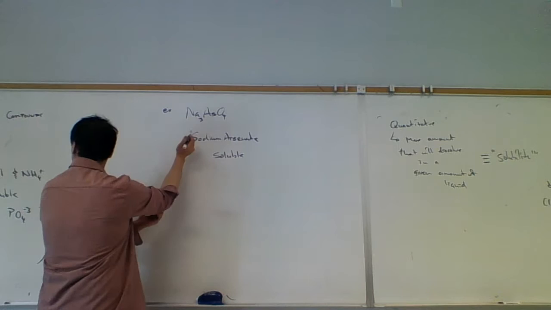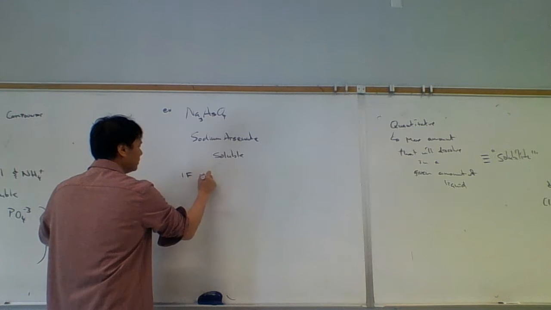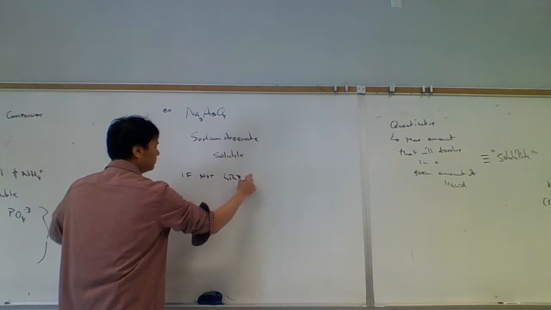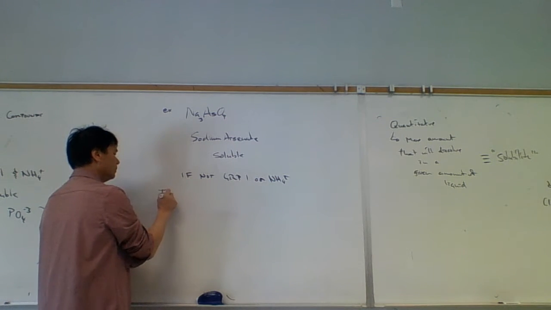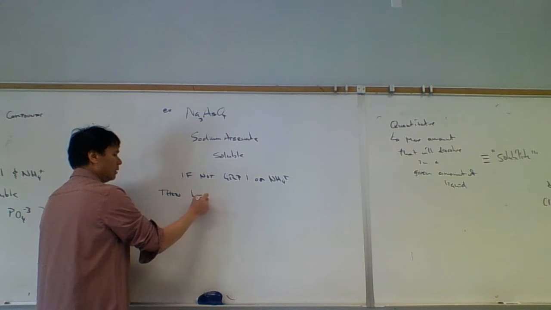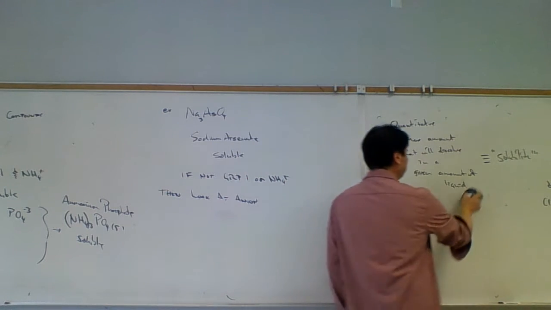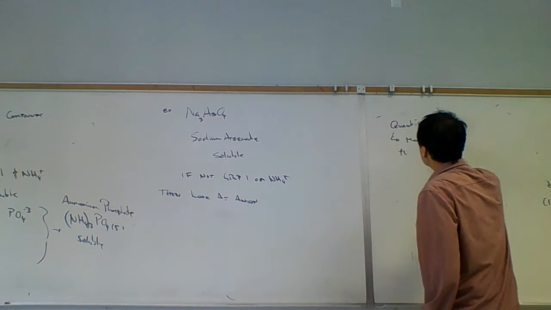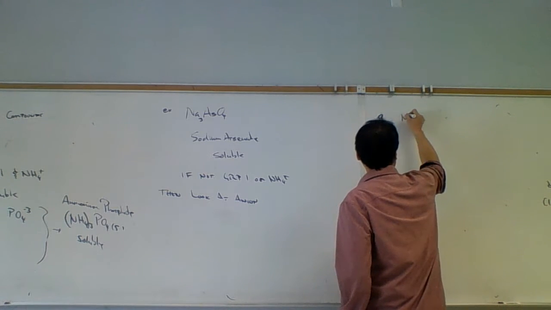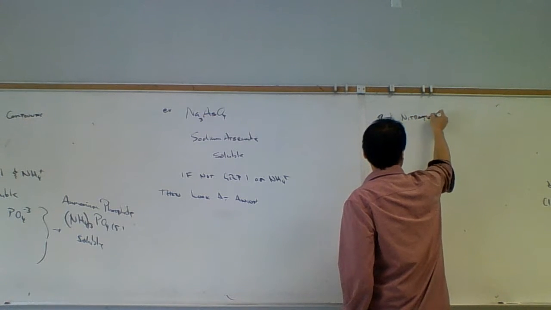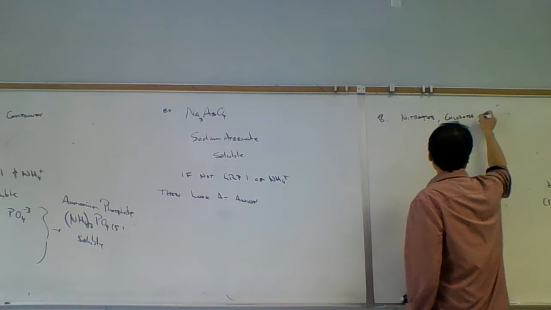So next, what if it's not group 1 or ammonium? Then look at the anion. And so the first anions that we're going to look for are nitrates, chlorates, and acetates.